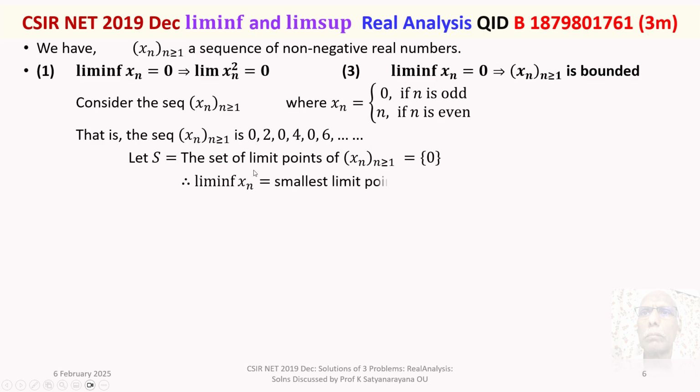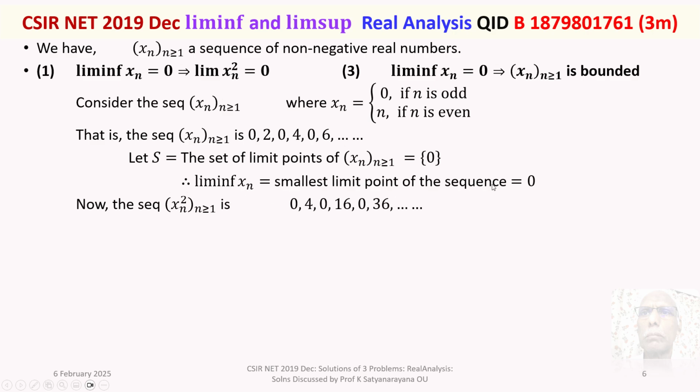Therefore, limit inferior of Xn is equal to the smallest limit point of the sequence. There is only one, and that is 0. Smallest is 0. So, limit inferior of Xn is 0, as in the hypothesis. Now, consider the sequence Xn square. That will be 0, 2 square 4, 0, 4 square 16, 0, 6 square 36, etc.